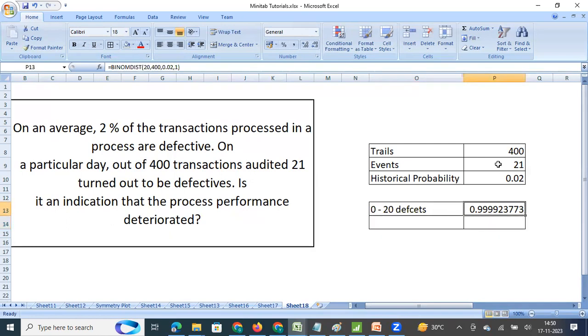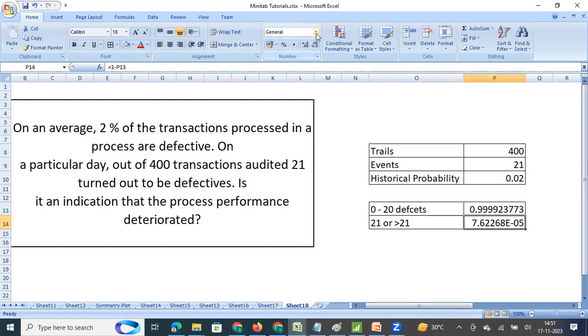So now I know the cumulative probability of me getting anywhere between 0 to 20 defects if I check 400 transactions in a process where the historical probability of me committing a defect is 0.02. Now, if I wanted to find out the chances of me getting 21 or anywhere greater than 21 errors on a given day, what I can do is say 1 minus cumulative probability of me committing anywhere between 0 to 20 defects. Now, if I do this, I will be able to find out the chances of me committing anywhere between 21 or greater than 21 errors.